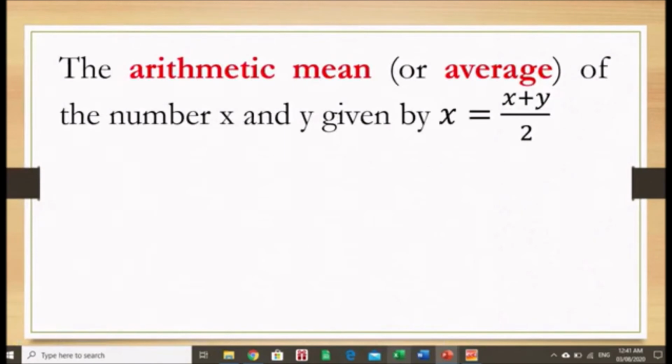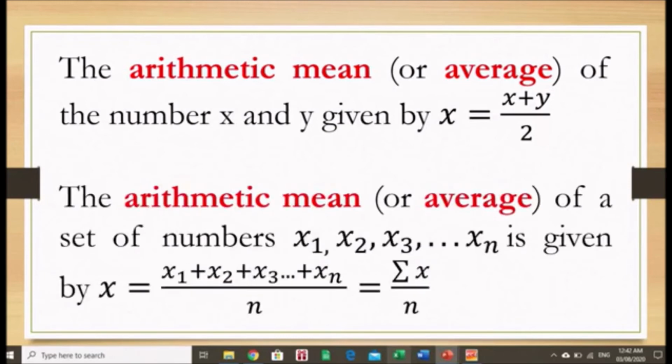So, take note that the arithmetic mean or the average of the numbers x and y is given by this formula. The arithmetic mean is equal to the sum of the two numbers divided by 2, x plus y over 2. Meaning we have to add the two numbers and divide it by 2 since there are two numbers involved.